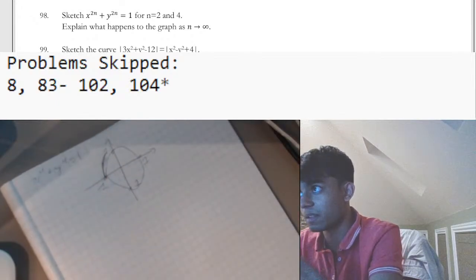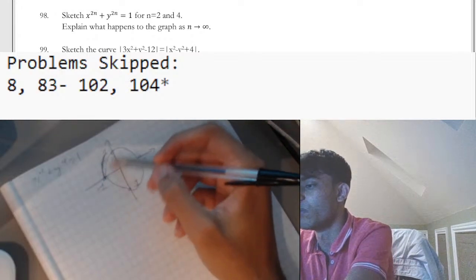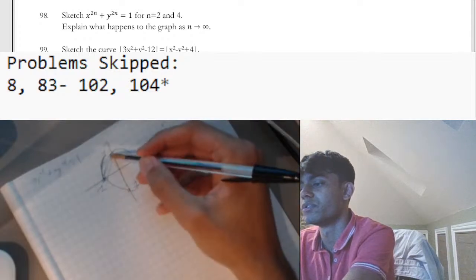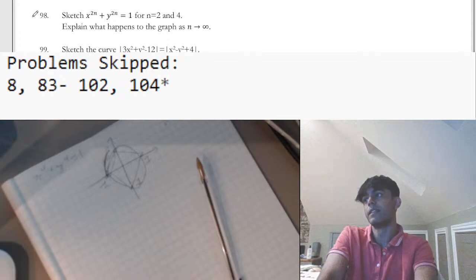Yeah, and then for 8, it's a similar thing, but it's gonna get closer and closer. So as n goes to infinity, this is gonna get closer and closer to a square. Yeah. Okay, and that was actually the next question.